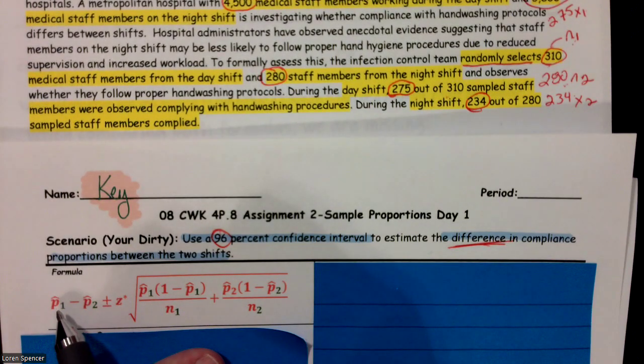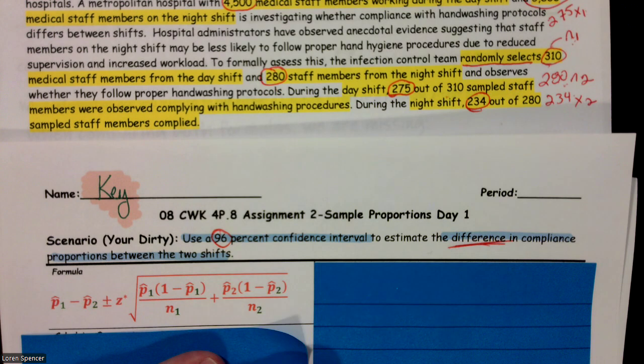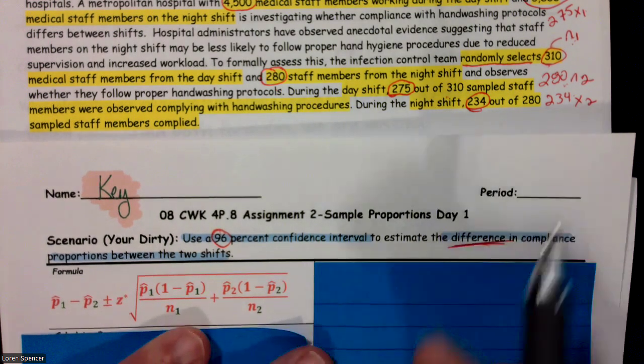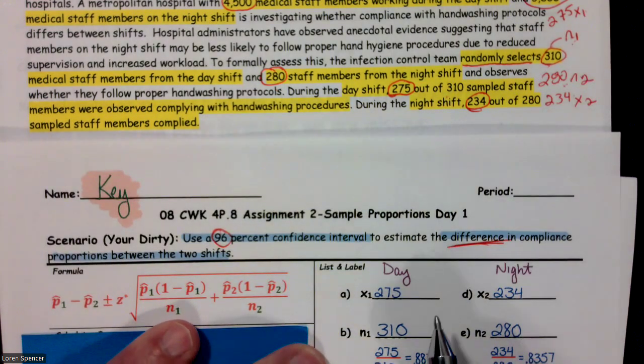So, we're going to let the one equal day shift and the two be night shift. So the proportion who complied during the day shift minus the proportion who complied during the night shift, plus or minus Z star, times the square root of the day shift p hat one, one minus p hat one, over the sample size of the day shift, plus the proportion of the night shift that complied, one minus the proportion of the night shift, over the sample size of the night shift. All right, notice it's a confidence interval, so we're using a p hat because we use p hats anytime it's a confidence interval.